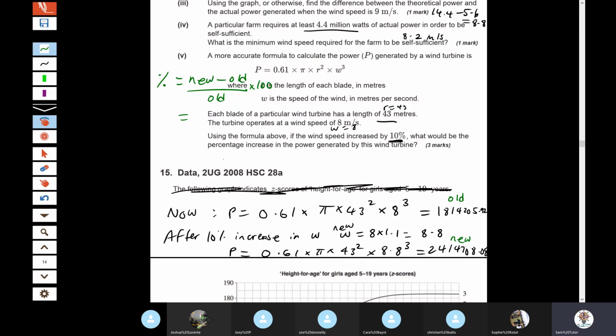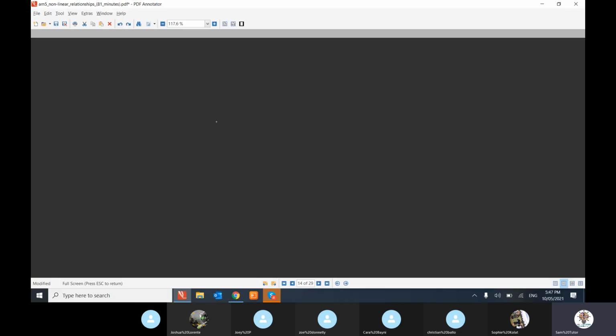Minus 1814205.92, over 1814205.92, times 100. It's actually a 33% increase. If wind just improved by 10%, you've actually improved the whole power output by 33%. That's huge. All right, I'll pause there.